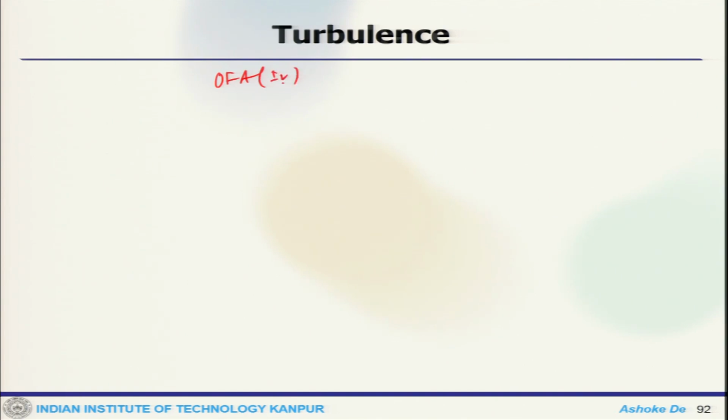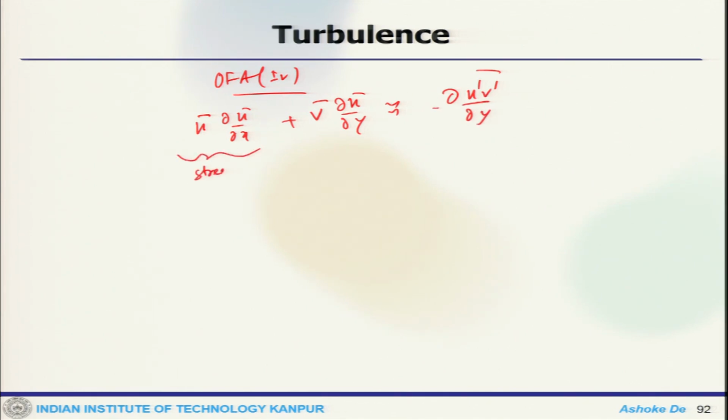Now, the last part is that we require the balance of the leading terms. The streamwise advection is u bar del u bar by del x plus v bar del u bar by del y, which would balance del u prime v prime by del y. So, this is streamwise advection, this is lateral advection, this is lateral turbulent diffusion.